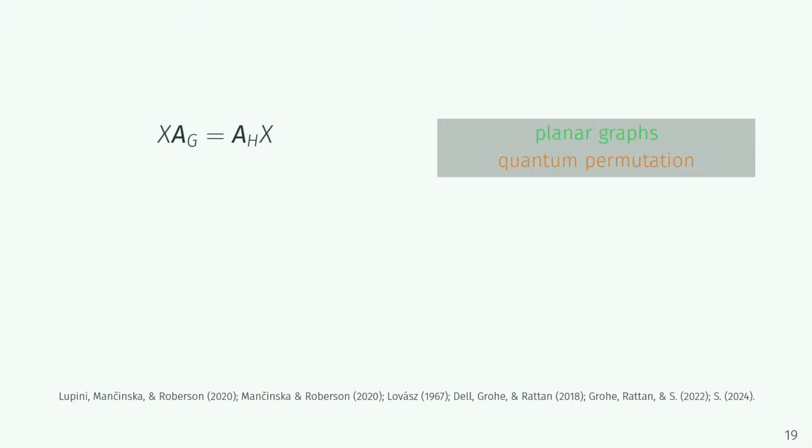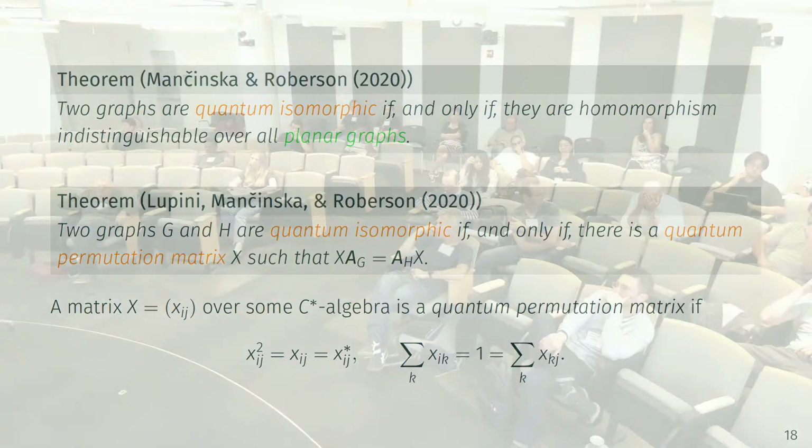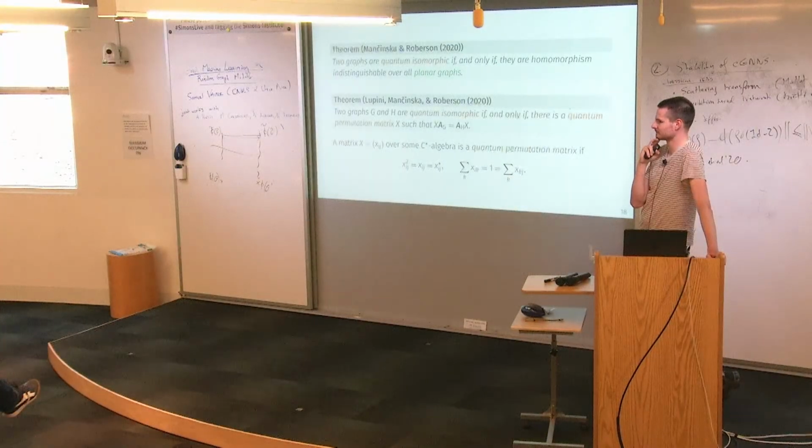Question: what would be an example that's not a permutation matrix? If you don't take the C-star algebra to be the complex numbers, and you said this is a generalization of permutation matrices, can you give an example? Yes, so for example, you take your C-star algebra to be a matrix algebra, like 2 by 2 complex matrices, and then I think you can have more general things. I cannot give you a concrete example right now, but that's the idea.